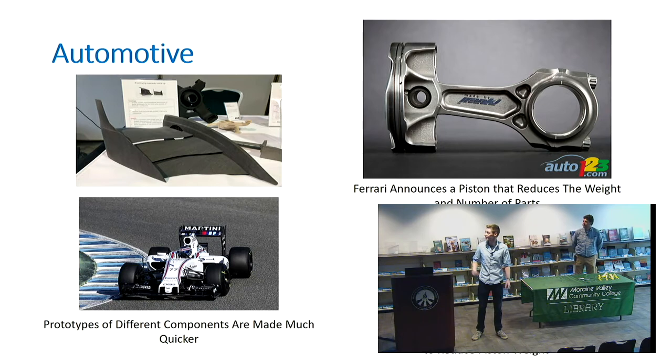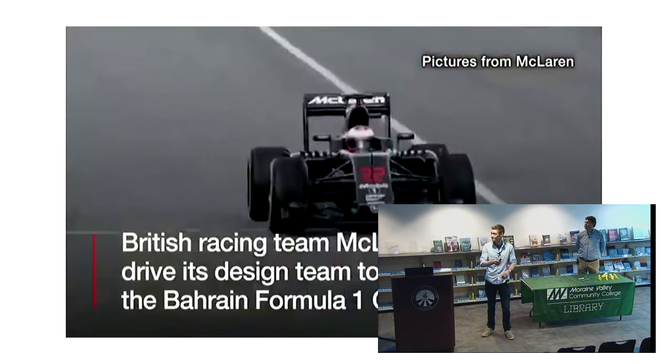Just this year even, Ferrari announced that they're going to start using 3D printed pistons in their Formula One engines. And they're going to reduce the number of parts because they don't need to assemble it in the same way. They can just print it right off the printer and take it into their cars. And they're going to make it lightweight by using a honeycomb structure on the inside, which makes the part much lighter and saves even more weight.